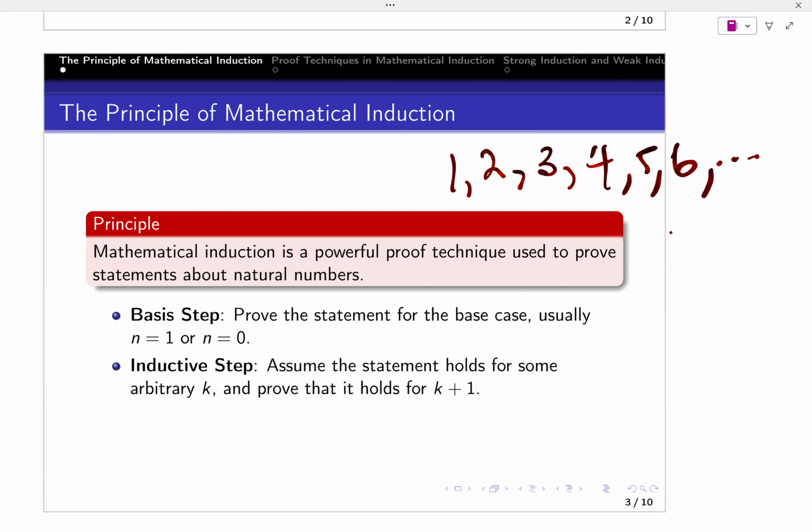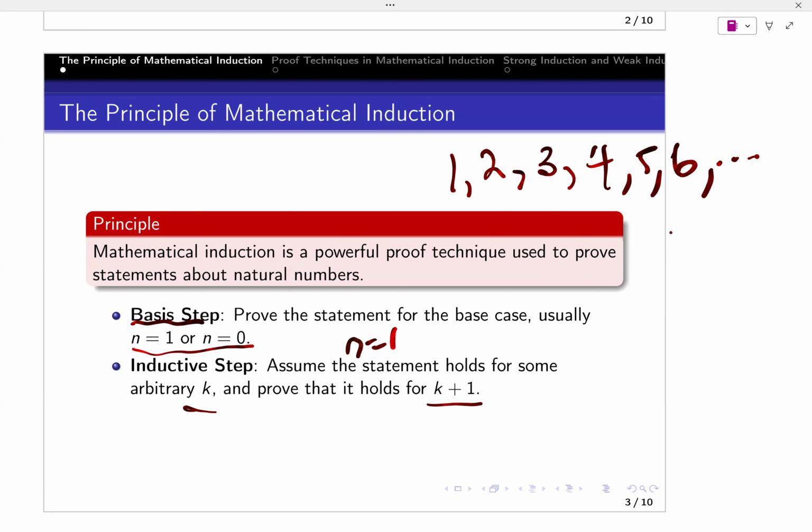Of course, there are two steps in this process. You have the basis step, where you prove the statement for the base case, usually n equals 1 or n equals 0. And then there's the inductive step, where you assume that the statement holds for some arbitrary k and prove that it holds for k plus 1.